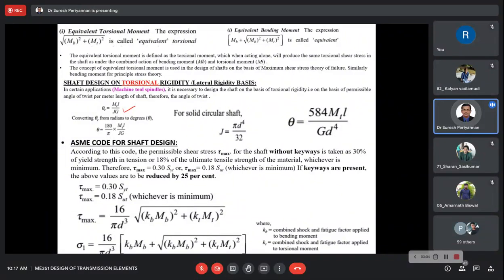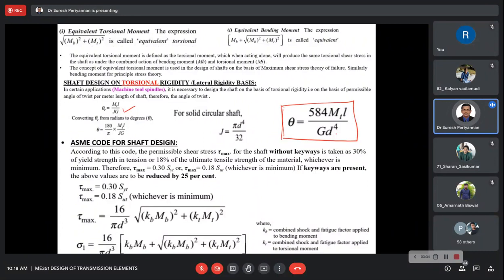T by J is equal to G theta by L. From these relations we are able to find theta. The angular twist is going to be given, assigned as a limiting factor for the shaft. Based on that we define the dimensions of the shaft, the diameter. We know the twisting moment and the length of the shaft, so we can find the diameter of the shaft. G is the material property.